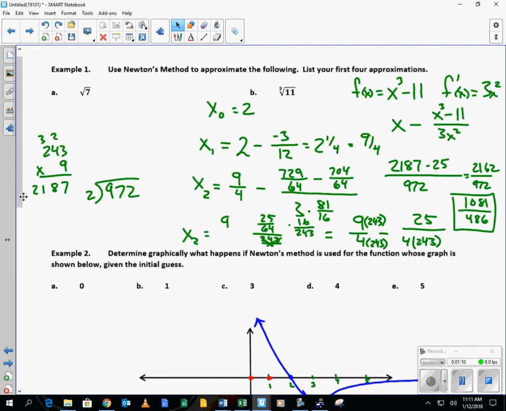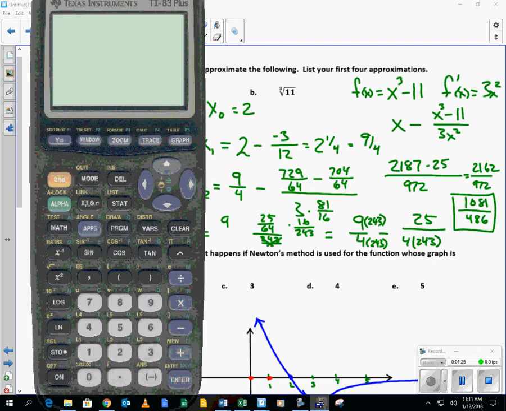And we got 9/4 minus 729 over 64 minus 7 over 4 over 64 divided by 3 times 81 over 16. You can see our work with our fractions, and we came up with 1,081 over 486. Now we'll try that. We'll take 1,081 divided by 486. So Newton was able to say, I'm going to express it as a rational number. Now I'm going to cube it, and do I get close to 11?